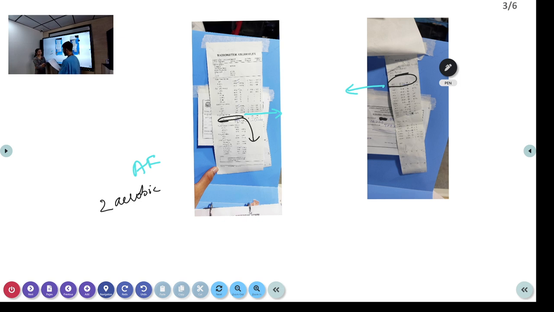Okay. And next, on examination, on respiratory examination, there was reduced air entry on the left side. Before going to this examination, what you should do?